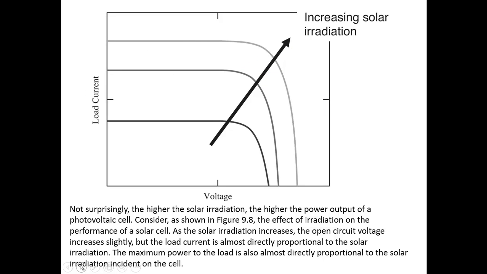Not surprisingly, the higher the solar irradiation, the higher the power output of a photovoltaic cell. Consider, as shown in the figure, the effect of irradiation on the performance of a solar cell. As the solar irradiation increases, the open circuit voltage increases slightly, but the load current is almost directly proportional to the solar irradiation. The maximum power to the load is almost directly proportional to the solar irradiation incident on the cell itself.